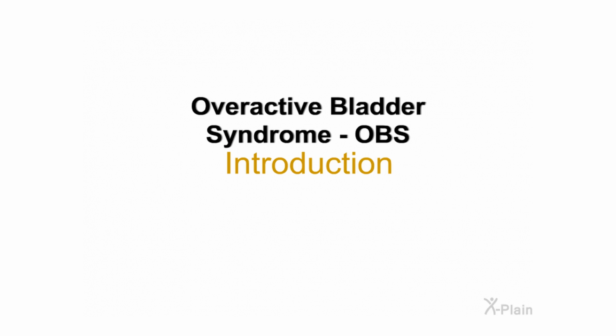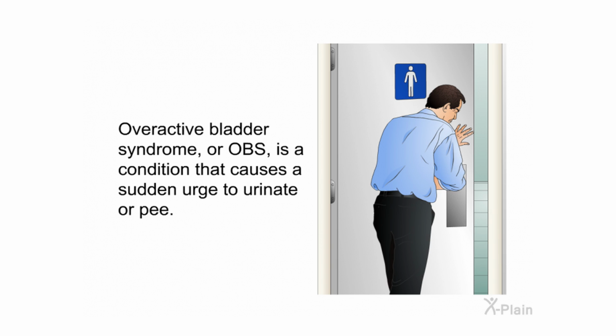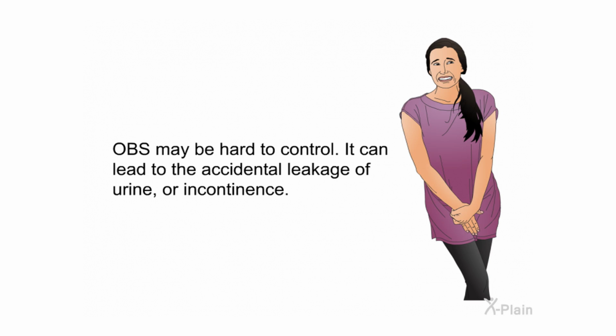Overactive Bladder Syndrome, OBS. Introduction. Overactive bladder syndrome, or OBS, is a condition that causes a sudden urge to urinate or pee. OBS may be hard to control. It can lead to the accidental leakage of urine or incontinence.